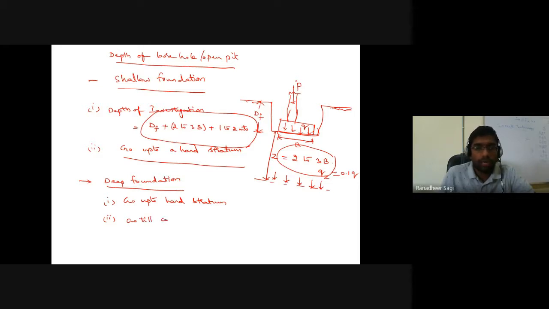until some competent strong stratum is available. So until you find a relatively strong soil strata, or until you find a rocky strata, you continue your geotechnical investigation by making the borehole, and subsequently understand the condition of the soil till that particular depth.